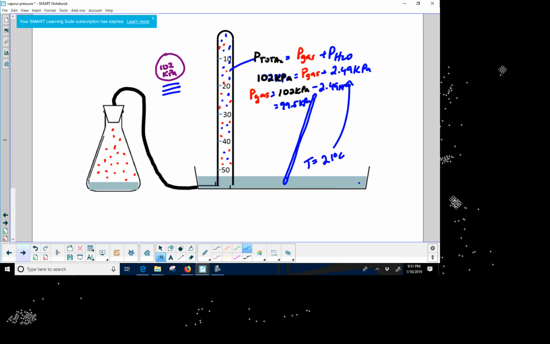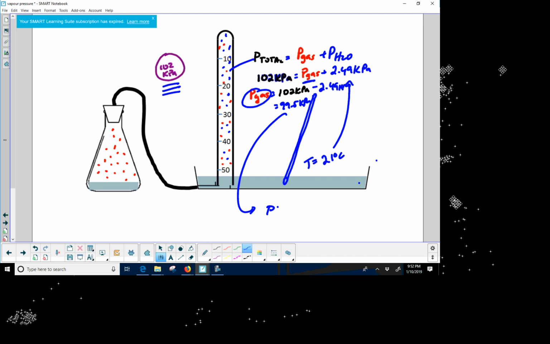Let me go back. So the total pressure, remember Dalton's law of partial pressures, the total pressure in here is due to the gas plus the water. And together the gas and the water pressure equals 102. So if I know the total pressure from the barometer, 102, and if I know the water pressure, I can measure the pressure of just the gas. This is important because when we're doing calculations, I just want the gas pressure. So here I simply take 2.49, subtract it from 102, giving me 99.5, and that would be the pressure of the gas.